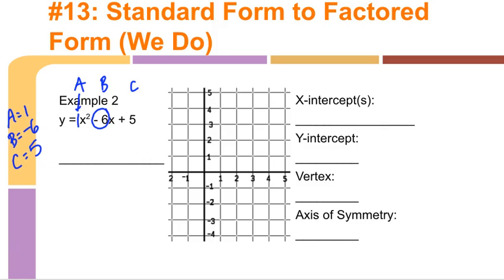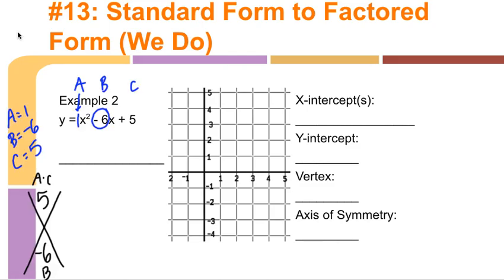So now what I'm going to go ahead and do is draw my diamond, or my X. I'm going to put A times C in the top. I'm going to put B in the bottom. So A times C, 1 times 5 gives me 5. B is negative 6. Alright?